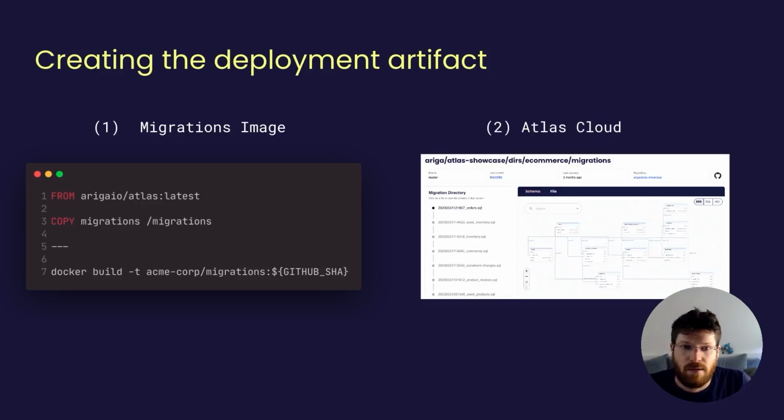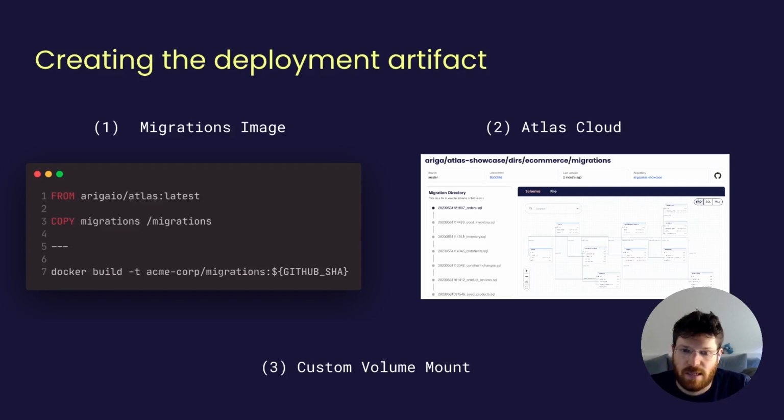The second way, which also works great, is to use Atlas Cloud. Atlas Cloud is our cloud offering for Atlas, and it's very easy to set up Atlas Cloud in such a way that whenever you merge changes to your main branch, the migration directory is updated and it's revisioned, and you can reference a certain revision of your migration directory from Atlas to deploy it directly.